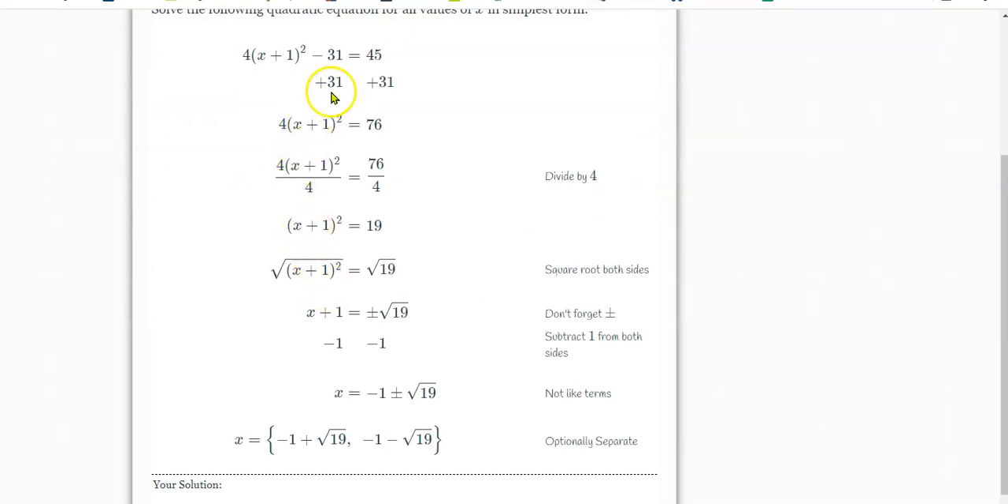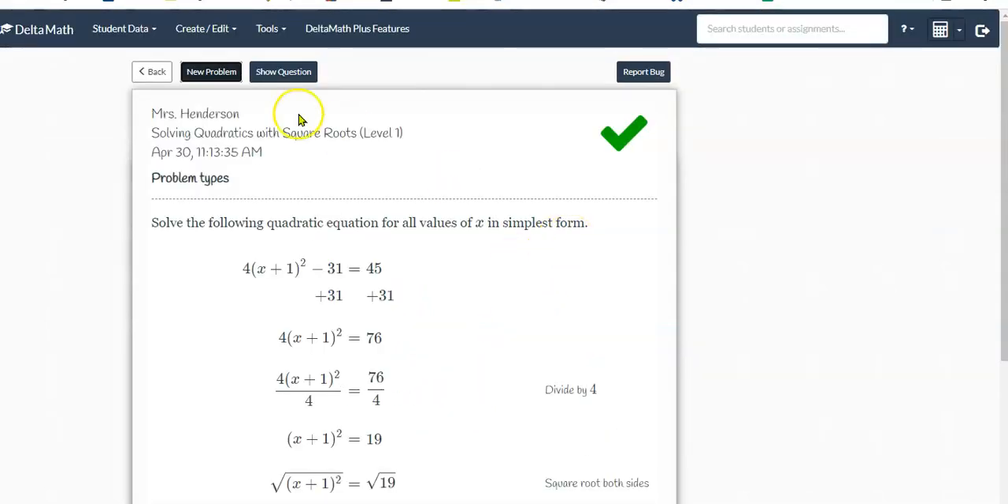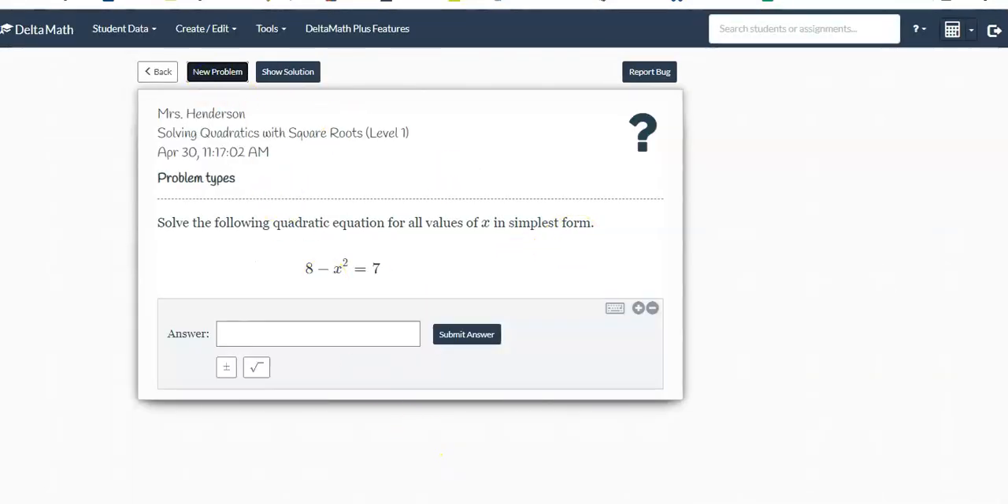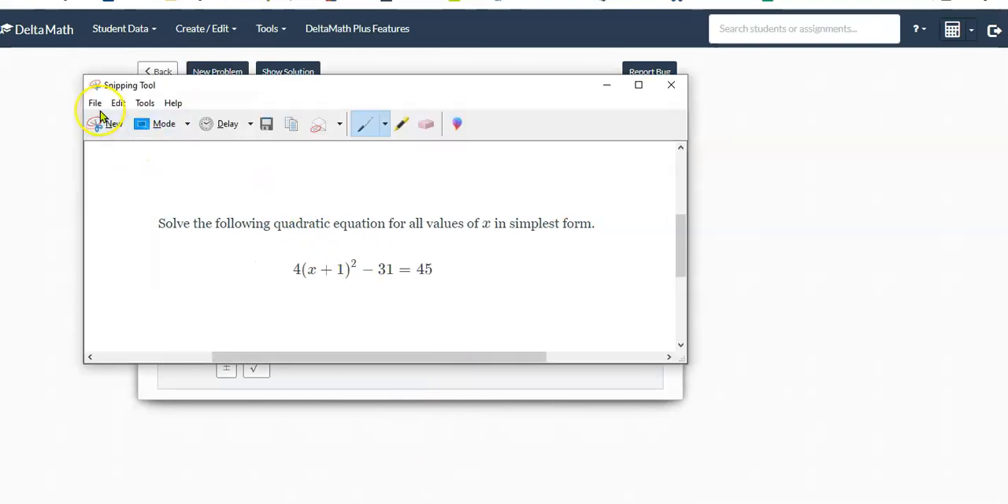See this step here? They moved the 31, they divided by 4, they got rid of the square by square rooting, and since 19 is not a pretty number, we leave it in square root form. This is called writing in simplest form. All right, let's try another problem. I know that was kind of crazy. Let's try another one.